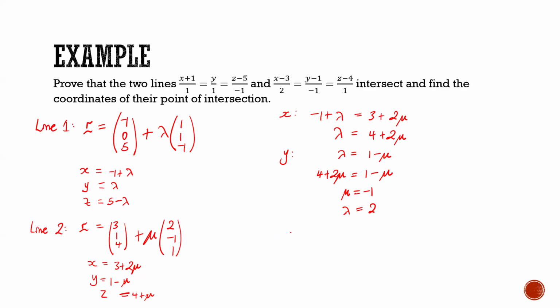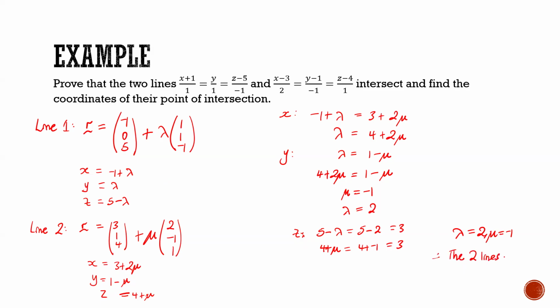Now, if we check for z, it is supposed to be 5 minus lambda, which is 5 minus 2, which is 3. If we check using mu, we'll have 4 plus mu, which is equal to 4 plus -1, which is equal to 3. So the values lambda is equal to 2 and mu is equal to -1 are consistent for these three pairs of equations. Therefore, the two lines intersect. That's the logic behind it.